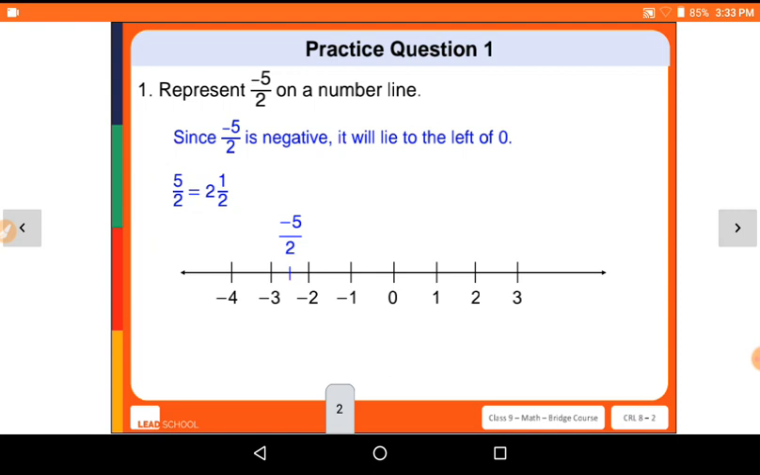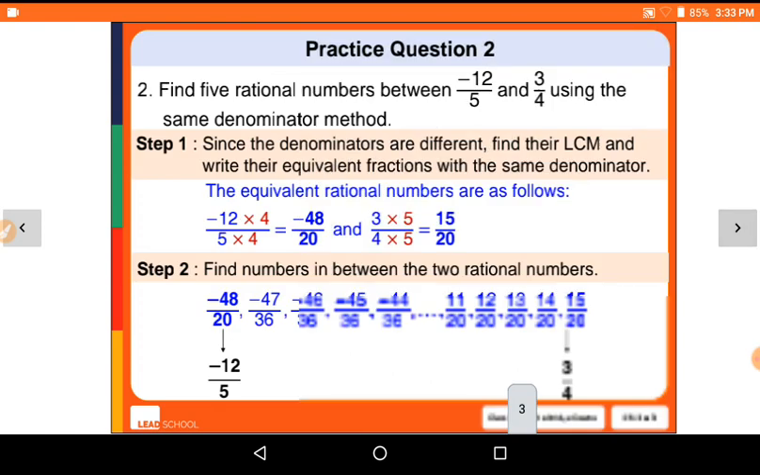It lies between -2 and -3. So we put it between -2 and -3, on the left side of zero. Similarly, practice question 2 is: find five rational numbers between -12/5 and 3/5 using the same denominator method.